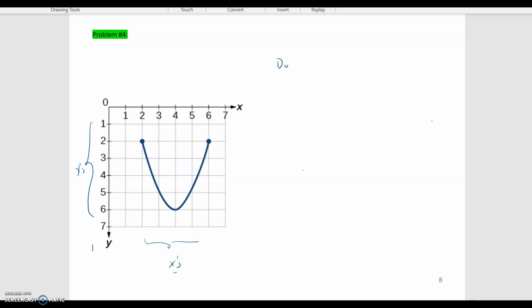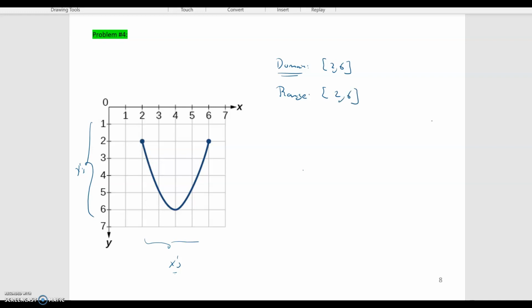Okay, so let me write the domain. For the domain, we're looking at values from 2 to 6, and we're including those two, so 2 to 6. The range, we're going to be including from 2 to 6.